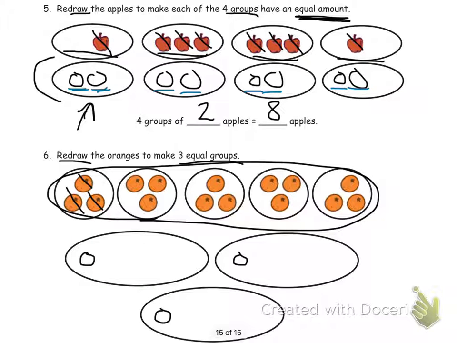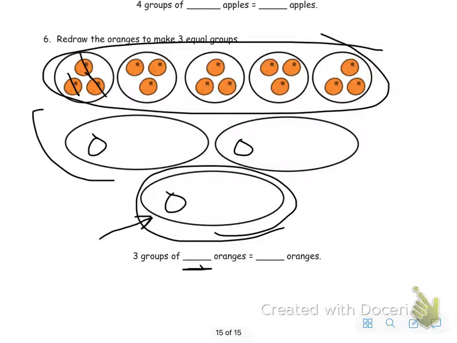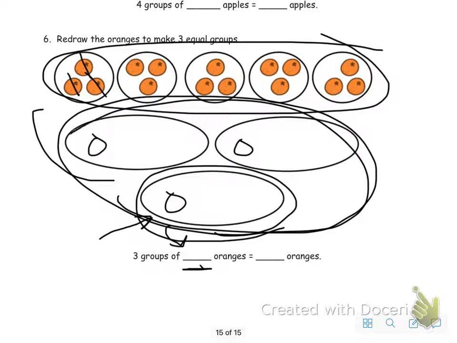Okay? And then, of course, after you get all of that drawn out, and you know how much is going to be in each of these groups, you would say 3 groups with blank oranges. And once again, that's how many oranges are in each of these groups. So the number of oranges inside this right here, you would write that right there, equals blank oranges. And so that's how many oranges there are together, like all together. So you would count up all the oranges in here and write how many there are in that blank.